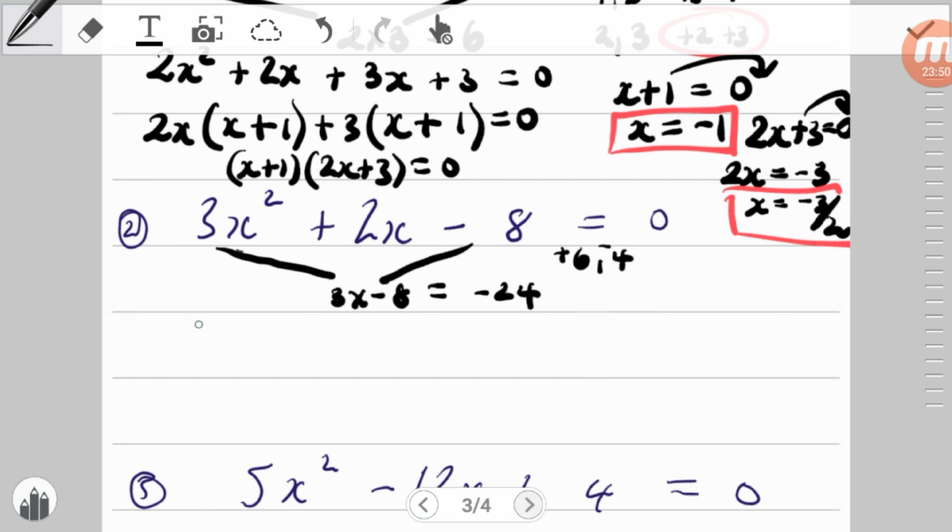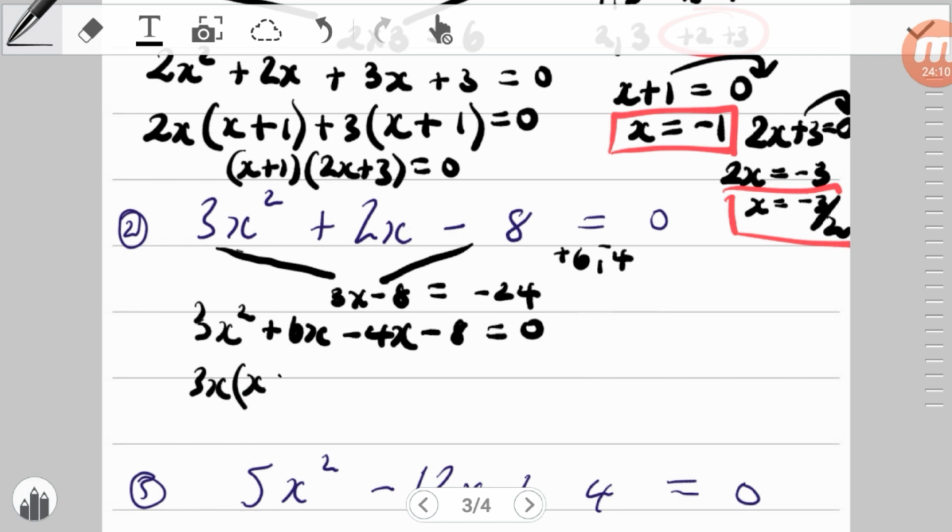So let's plug them in the middle. We end up with 3x squared plus 6x minus 4x minus 8 equals 0. So the common factor here for the first two is going to be 3x, obviously. 3x divides into 3x squared goes x times, and 3x into 6x goes 2 times. Common factor on the right side here is going to be negative 4, pardon me. Negative 4 into negative 4x goes x times. Negative 4 into negative 8 goes positive 2 times.